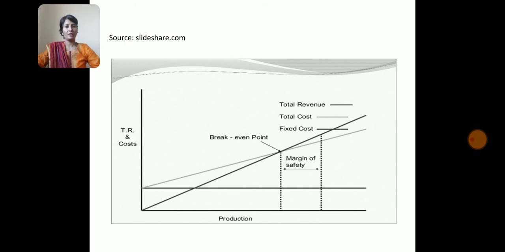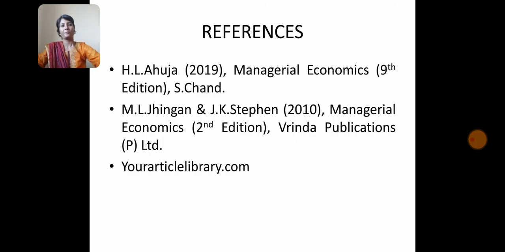In this figure, you can see the safety margin. It is above the break-even point. So it shows the extent to which the sales can be afforded to decline. Below this safety margin, the firm starts incurring losses. Hence, we discussed the PV ratio and margin of safety.